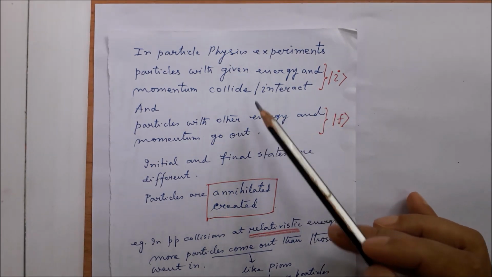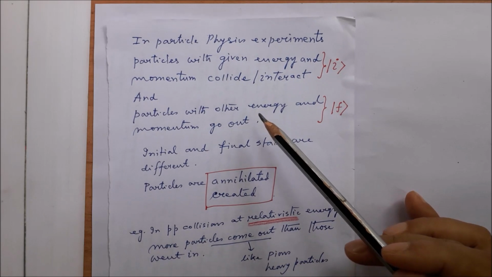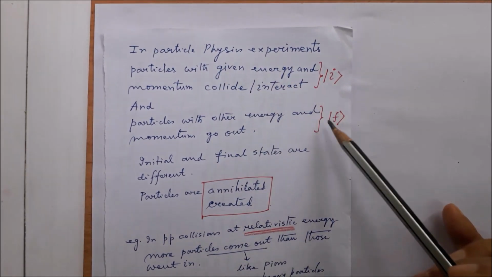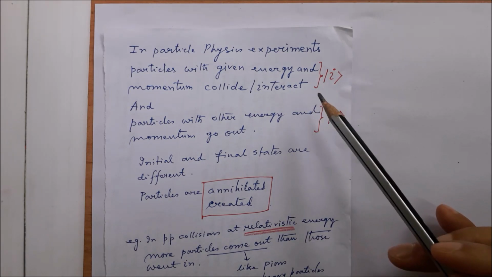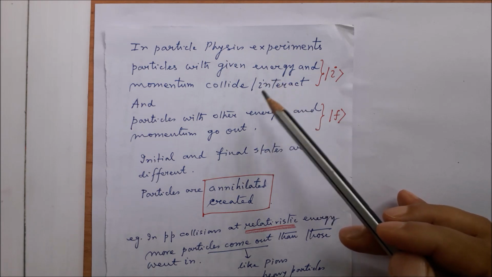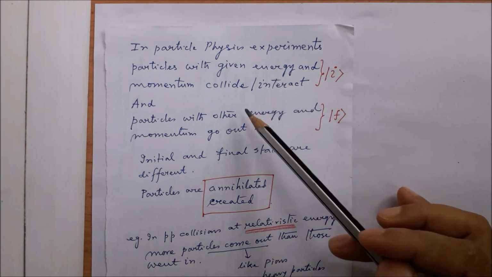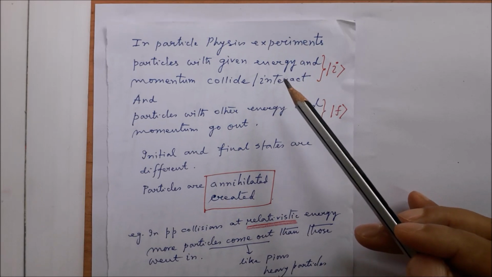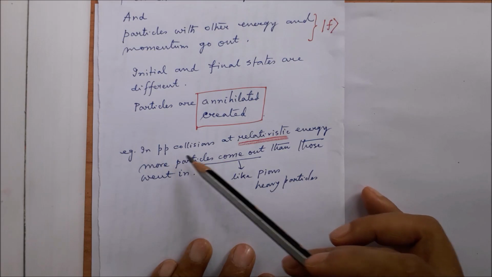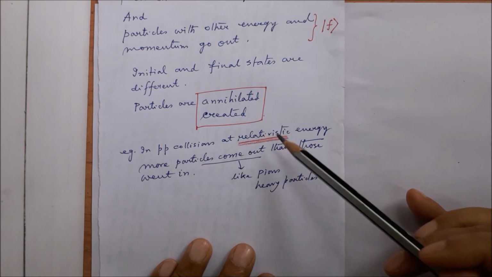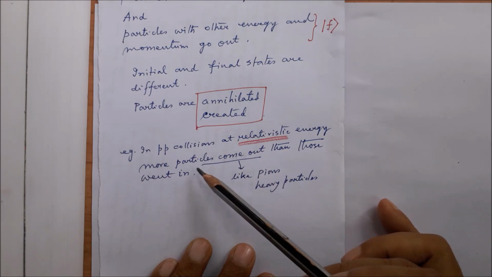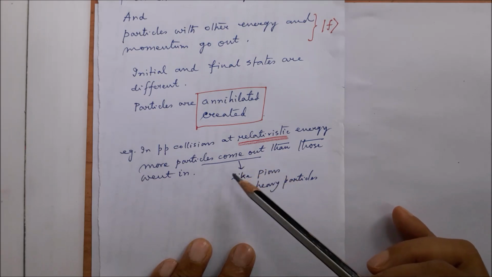So what has been emphasized here is, in various experiments of particle physics, the initial state and the final state are widely different. Particles are different, their numbers are different, their energies, momenta, all are different. And this occurs through creation of particles and annihilation of particles. In a proton-proton collision at relativistic energies, more particles come out than those went in, like pions, heavy particles, and so on.